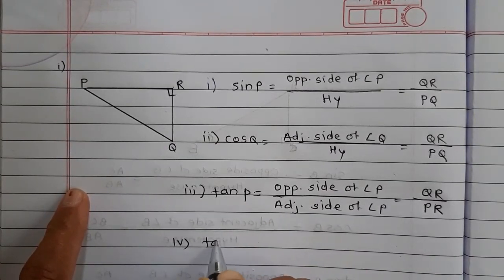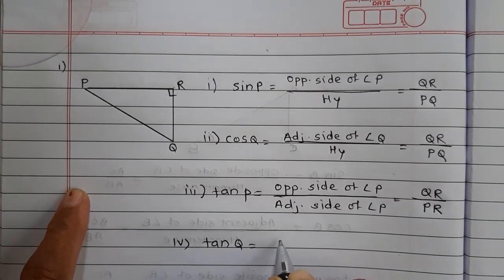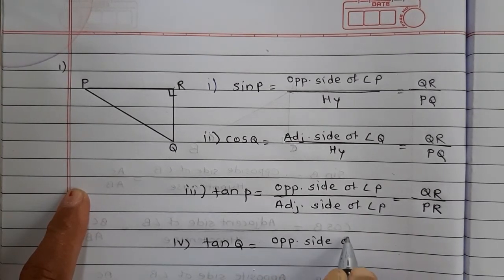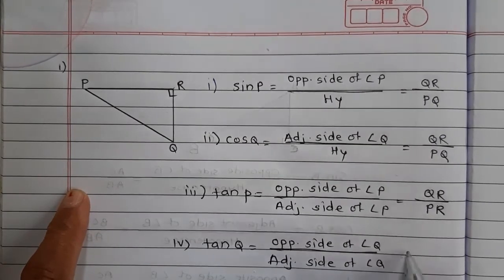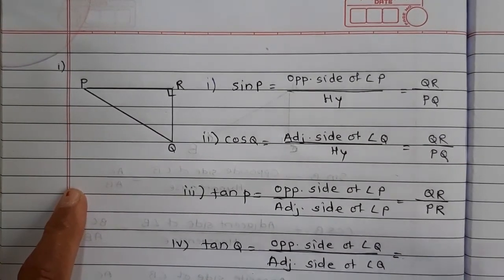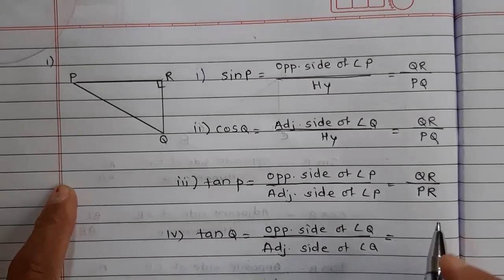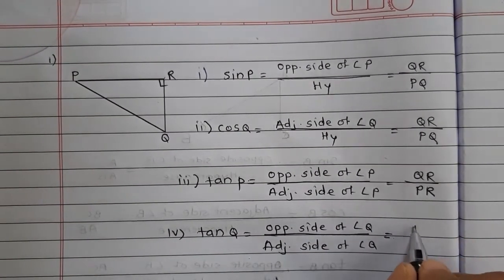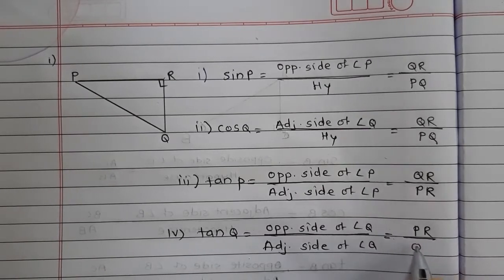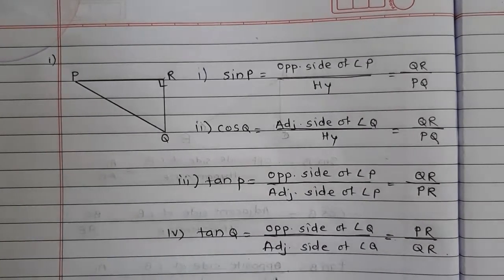And the last one, tan Q. Again the opposite side of angle Q to the adjacent side of angle Q. Now which side is opposite to angle Q? That is PR, and adjacent is QR. So here we can write PR upon QR. Okay. Now we will solve the second example.